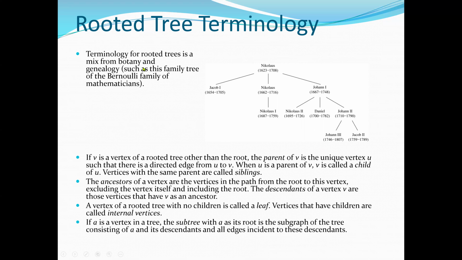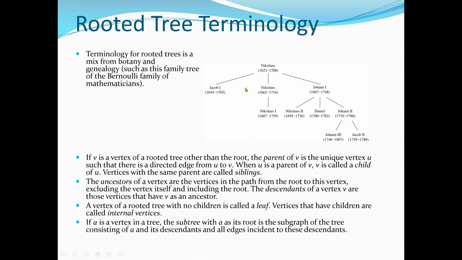So the terminology for rooted trees is a mix from botany and geology, such as this family tree of the Bernoulli family of mathematicians. So here the root of the tree will be Nicholas, born 1623 to 1708. Then they have children, Jacob the First, 1654 to 1705. Then we have Nicholas.